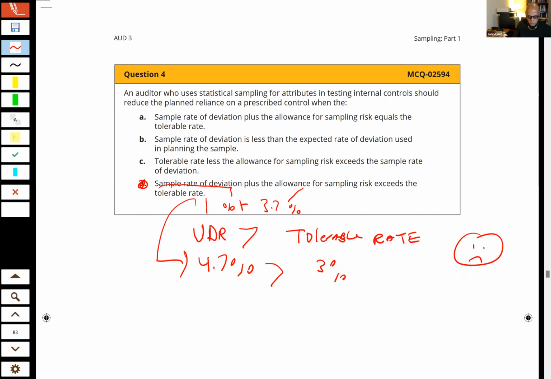Now, I think maybe one or two people picked C, and I never quite understand why folks like C, because when I read C, I see a tolerable deviation rate of 3%, less the allowance for sampling risk of 3.7%, let's say, which would create a negative 0.7%, exceeds the sample rate of deviation. You see how twisted C is? I can't even really fully explain what C is trying to say other than jumble a bunch of words together that sound like they make sense.